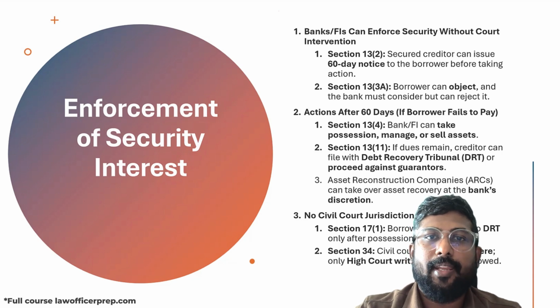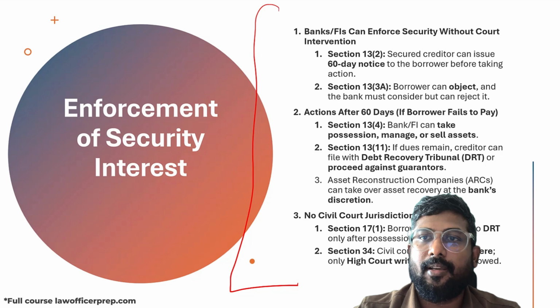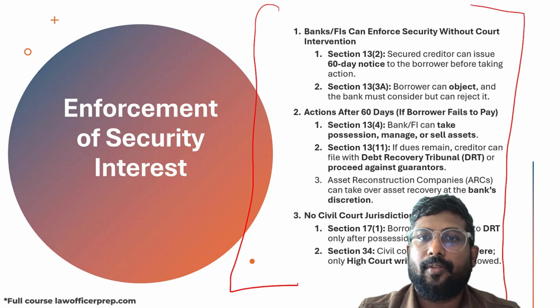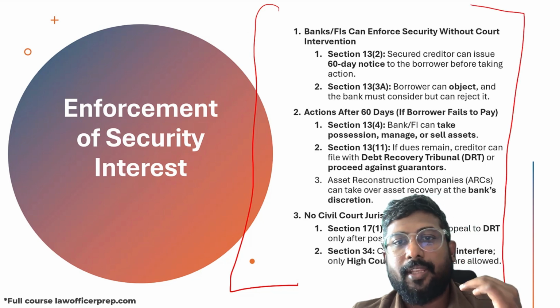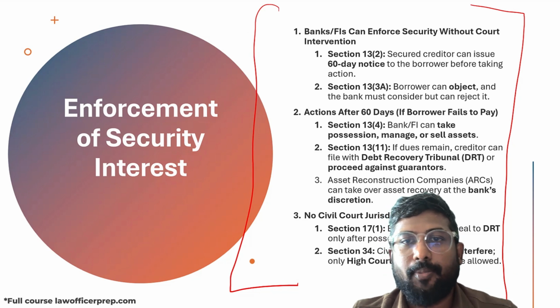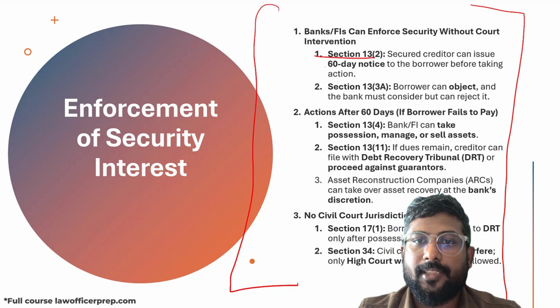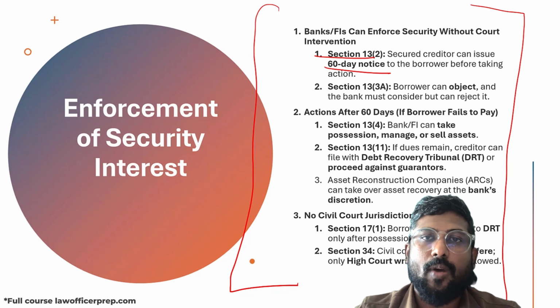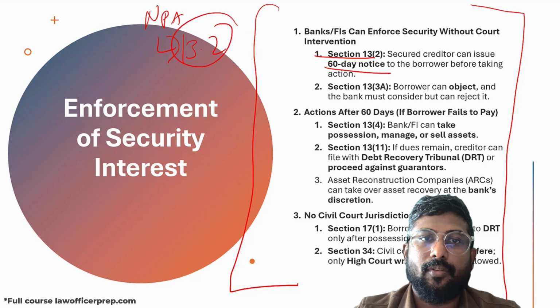Now, this is something very important and easier. That is the enforcement of security interest, very simple. First, the Section 13 notice, which is a 60-day notice. Immediately once the account becomes an NPA, the bank provides you with the Section 13 notice, giving you 60 days to fulfill the debts.